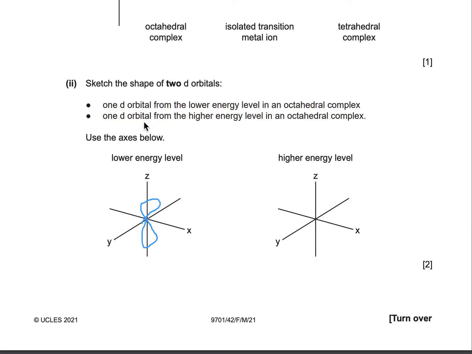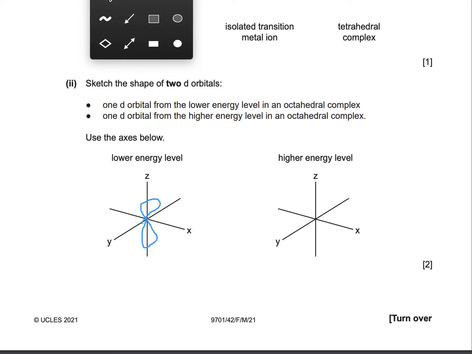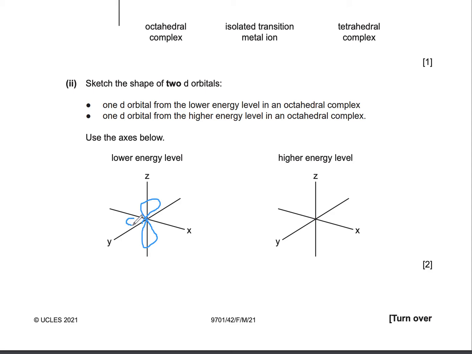Now it says one d orbital from the lower energy level in an octahedral complex and one d orbital from the higher energy in an octahedral complex. Now we know that the lower energy level orbitals are in between the axes. So we can draw any of the two orbitals being in between axes, but I drew this. You can also draw one over here and one over here.